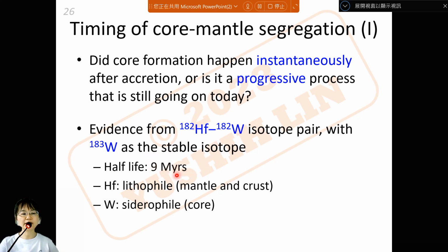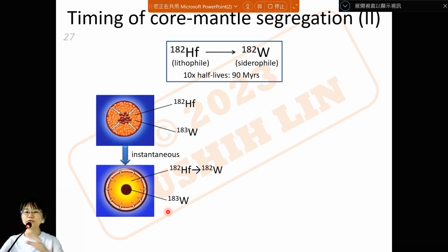The half-life is 9 million years, and one is lithophile, the other is siderophile. I use this graph to explain this. Here, we have hafnium-182, and we also have tungsten-183. If the core mantle segregation is a very rapid process, because tungsten-183 was there already at the beginning, when the segregation happened, tungsten-183 will enter the core because it is a siderophile. While hafnium-182, which is a lithophile, will stay in the mantle, and then it will take time to decay to tungsten-182. That's one scenario.